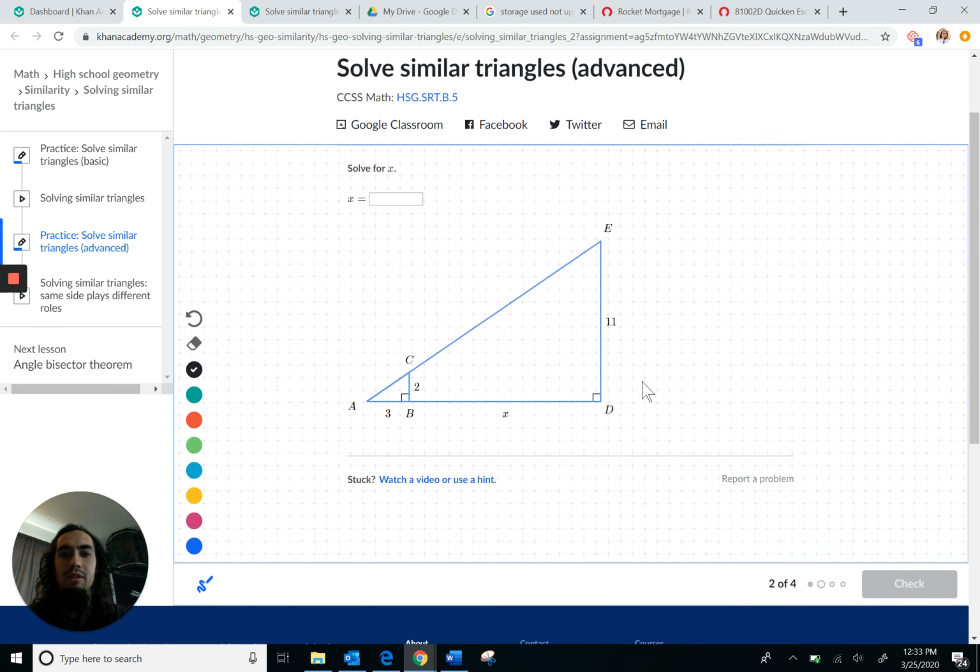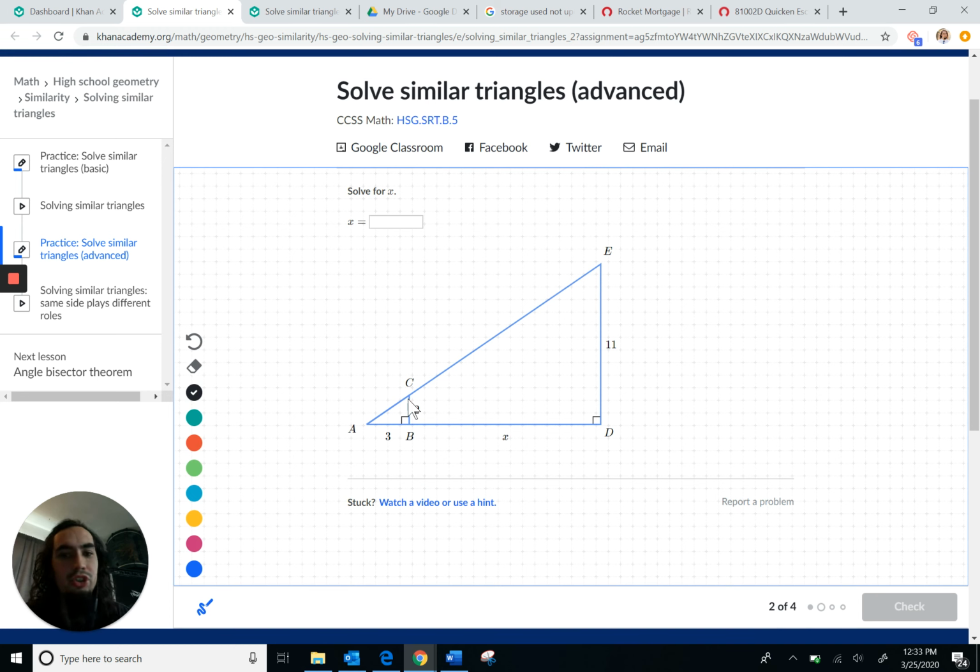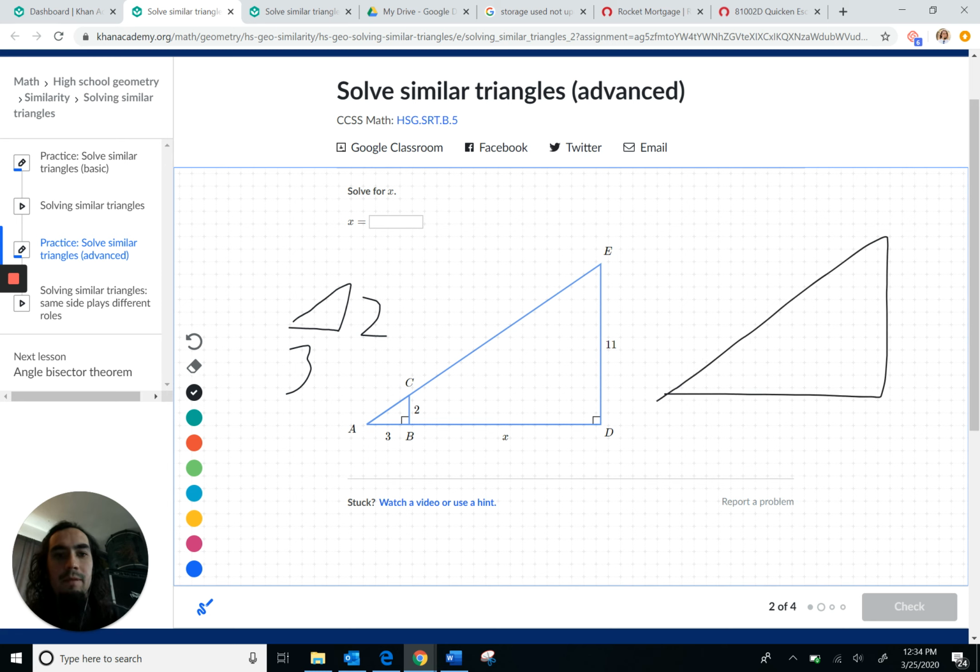Okay, here. So let's set it up. Just like before, I'm going to do 2 separate triangles. So I've got my 3 and my 2. Let's make that a little better. 2. There we go. That's this little triangle right here. And then I'm going to draw the big triangle over here. There we go. And so this side length is 11.